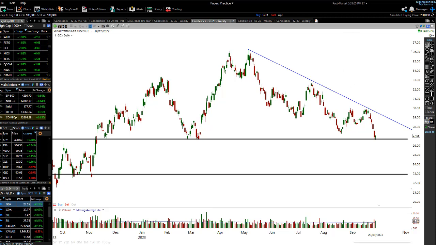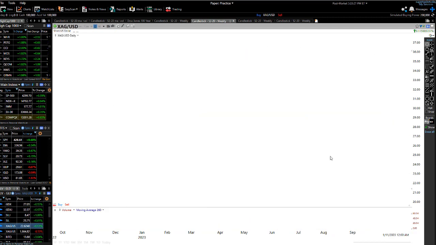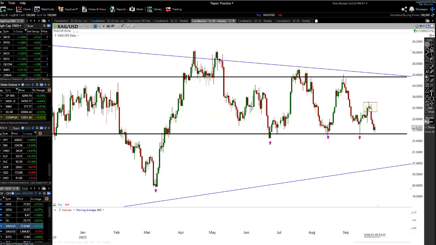But what I've seen a lot of the times is that if we get a bounce here, we do something like this, and then we get a bit of a strong breakout like that. If that happens, we could see a big move back up to around about the $36 level on the gold mining sector. Move over now through to silver, and silver made this significant lower high here, as you can see, right?